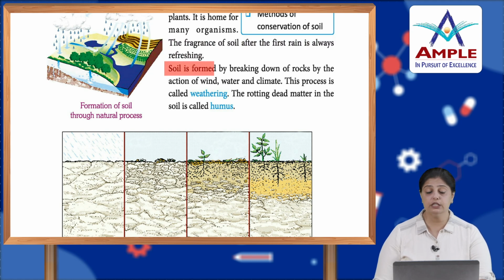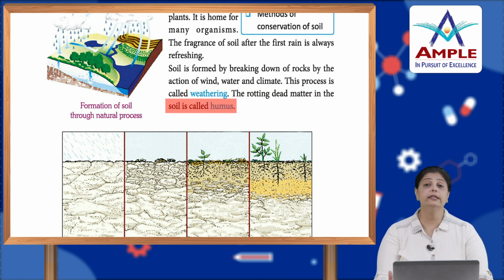Now, soil is formed by breaking down of rocks by the action of wind, water and climate. This process is called weathering. The rotting dead matter in the soil is called humus. Now, what is soil? It is a natural resource. It is already there on the surface of the earth. The land area has soil as its surface.